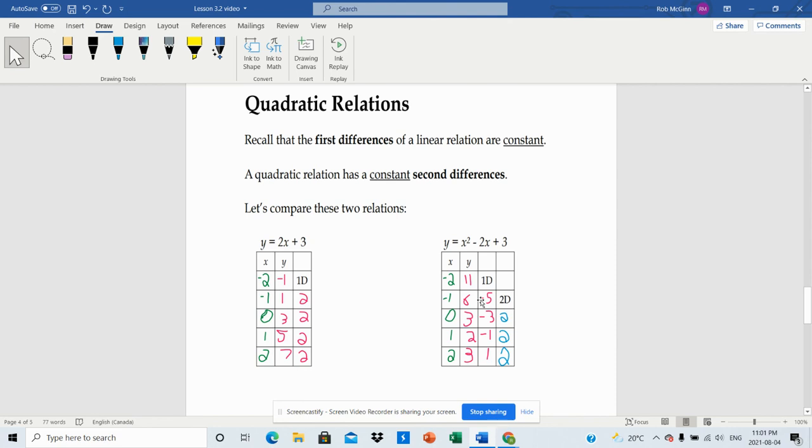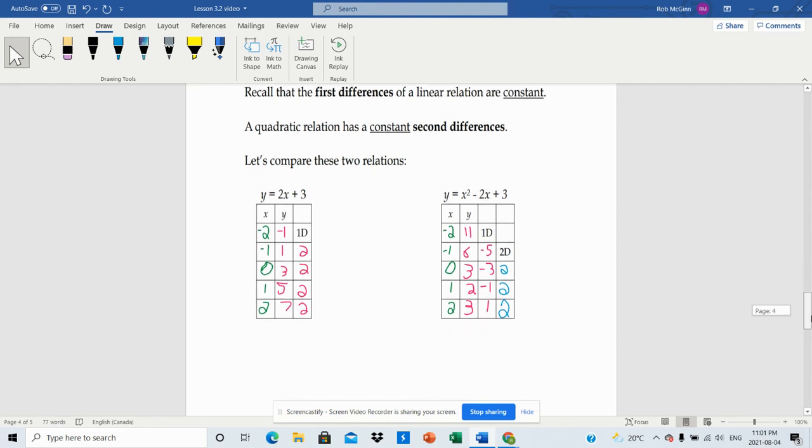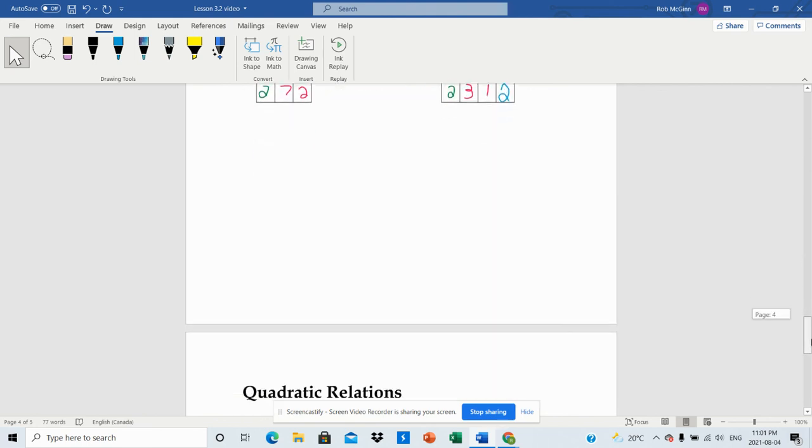So minus 3 minus minus 5, that's the same thing as minus 3 plus 5. That'll be 2. Minus 1 minus minus 3, once again, will be 2. And 1 minus minus 1, once again, that'll be 2. All right. So now that we've got that fresh in our minds, let's take a look here.